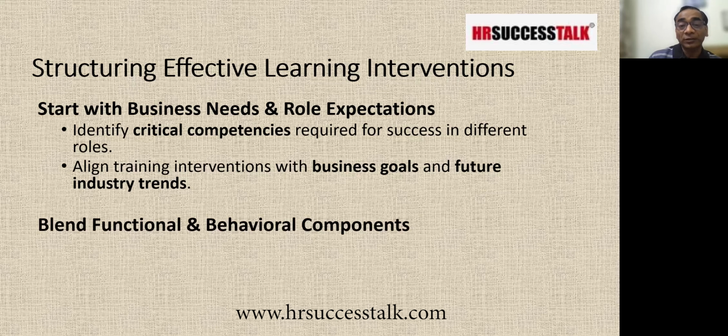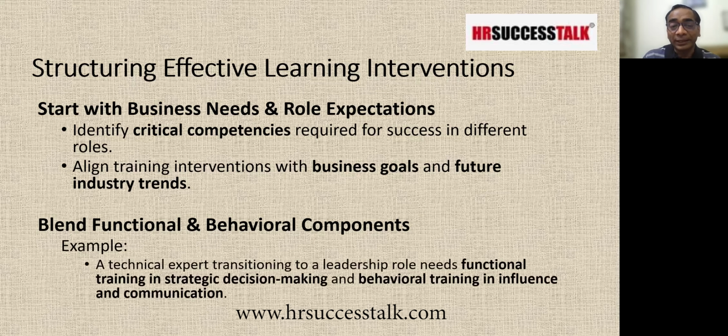So blend functional and behavioral components. Just for the sake of example, a technical expert transitioning to a leadership role needs functional training in strategic decision making and behavioral training in influencing and communication. Any technical expert may be fully devoting and concentrating on the job, but every person is looking forward to growth in their career. And the growth in their career only happens through the escalation of the person's career to the management level.